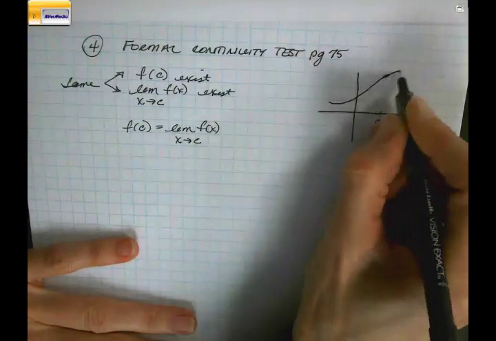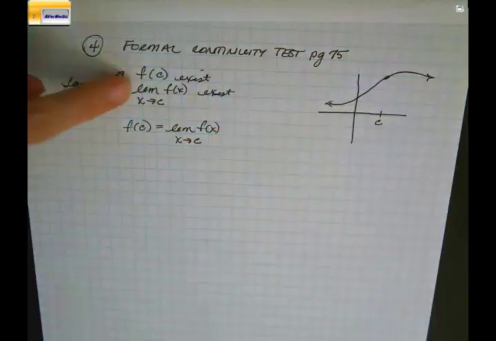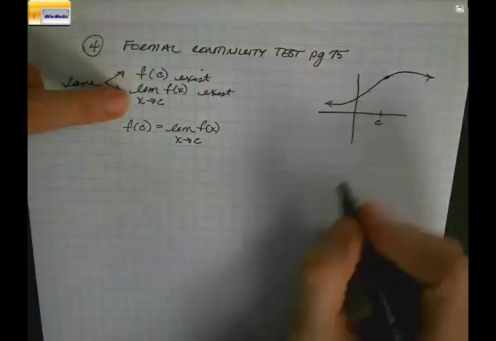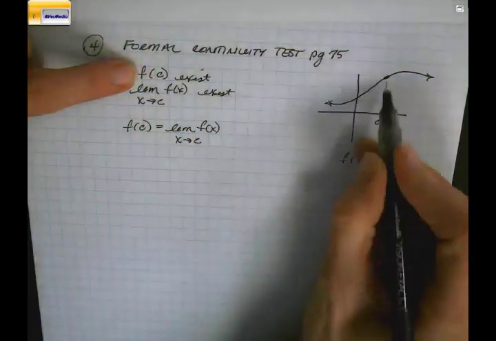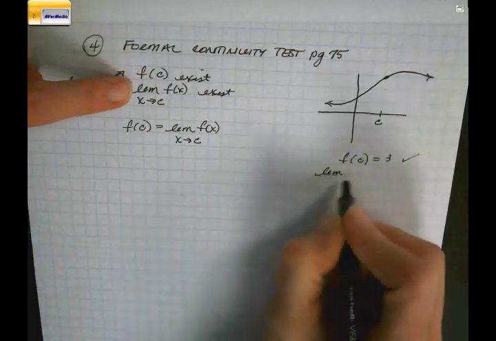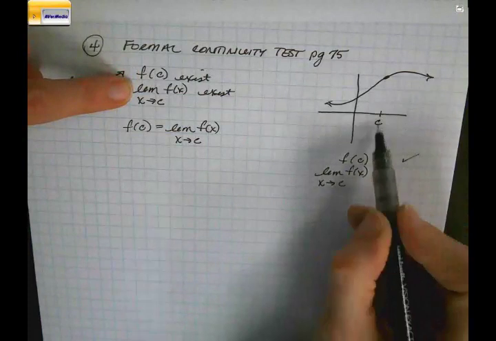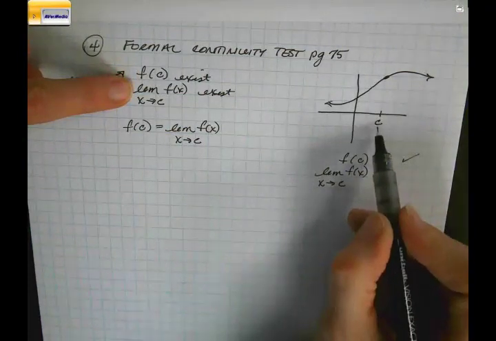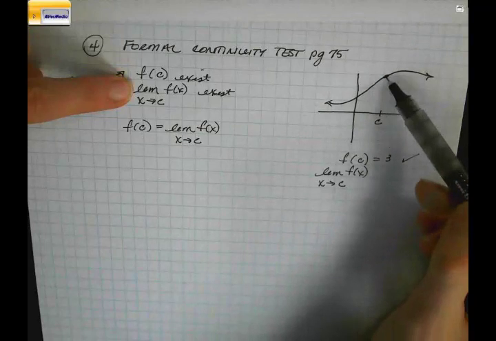smoothly and continuously like that, then to satisfy these three conditions, the first one is: does f at c exist? Yeah, f at c is a height of 3. Yep, that's good. Is the limit of f of x as x is approaching c, and we're kind of placing c at 2, what is the limit of the function at 2?